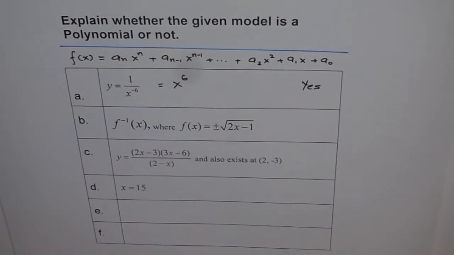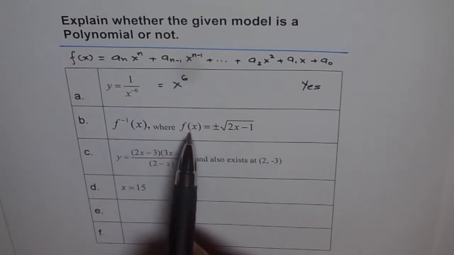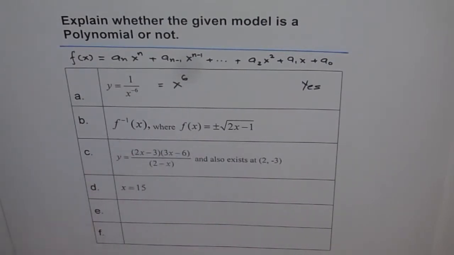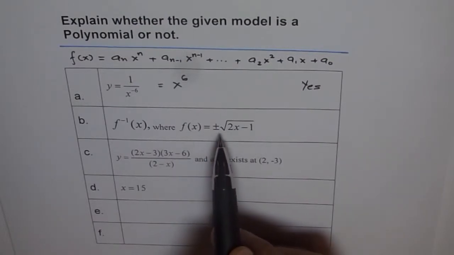Now let's look into example B. The inverse of f of x, where f of x equals plus minus square root of 2x minus 1. Is it a polynomial or not? Well, f of x equals plus minus square root of 2x minus 1 is clearly not a polynomial. You cannot have square roots in polynomials. But we are talking about f inverse of this. That's why I made it bigger and bolder, so that you focus on the inverse of f of x, not the function f of x given here, which is not a function also.